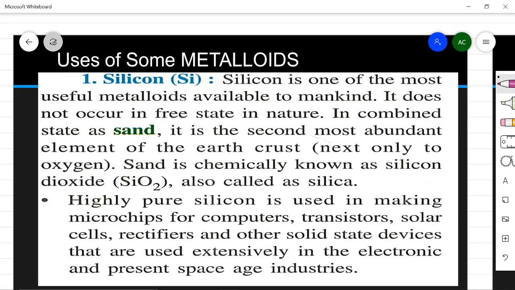First is silicon. Silicon is one of the most useful metalloids available to mankind. It does not occur in free state in nature because it is available in sand. सैंड में, सैंड जो है वो कंपाउंड है ऑक्सीजन और सिलिकॉन का. सिलिकॉन डाइऑक्साइड SiO2, ये सैंड में प्रेजेंट रहता है.